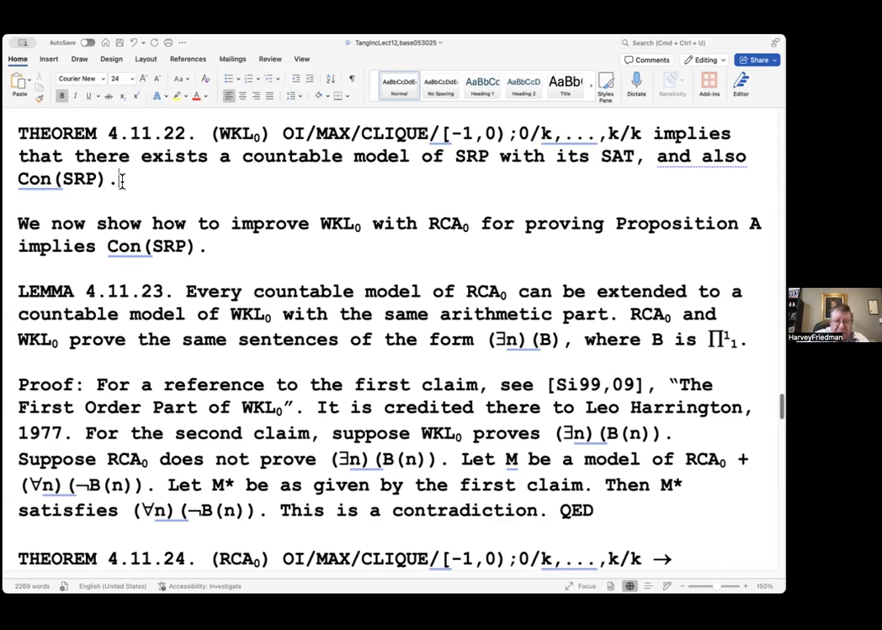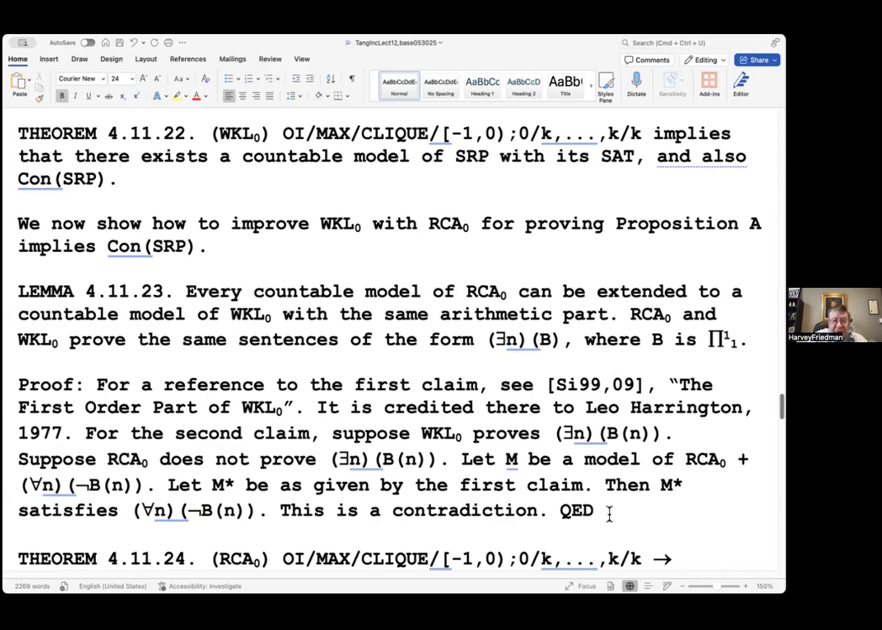And this is a contradiction because M star satisfies WKL naught. Okay. See, the statement for every n not Bm is going to be preserved because we have the same arithmetic part and it's an expansion. We have more sets. So the ones in here are still around. Okay.